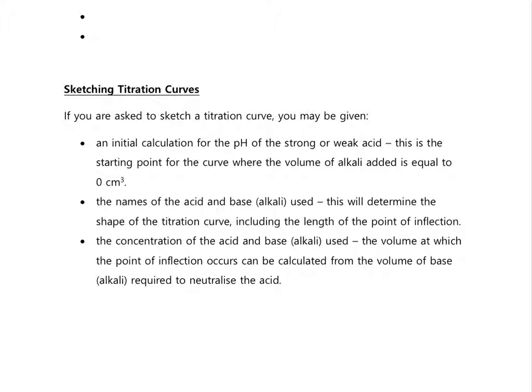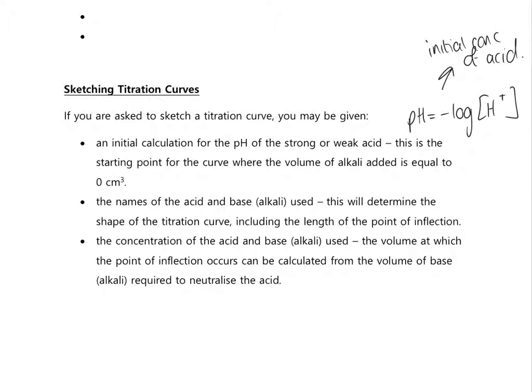Okay, so you will be able to work out from your equation, pH equals minus log H plus, the initial concentration of your acid. Then from the names of your acid and base, you should be able to determine whether that's a strong acid or a weak acid, or a strong base or a weak base, and that will give you an idea of the length of your equivalence point or your inflection point. So if you've got strong acid, strong base, that's going to be the longest, and so on.